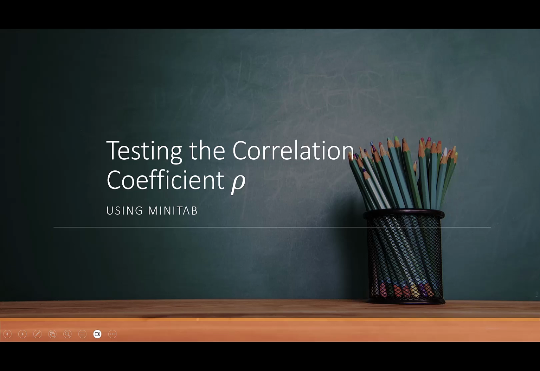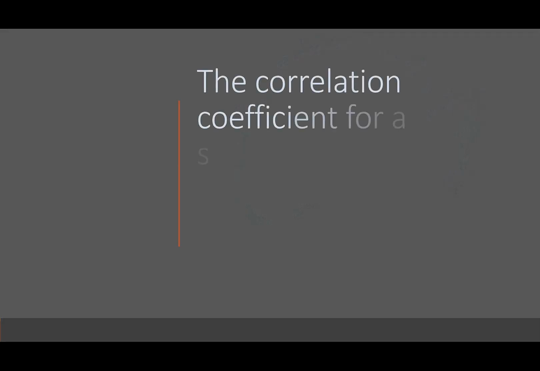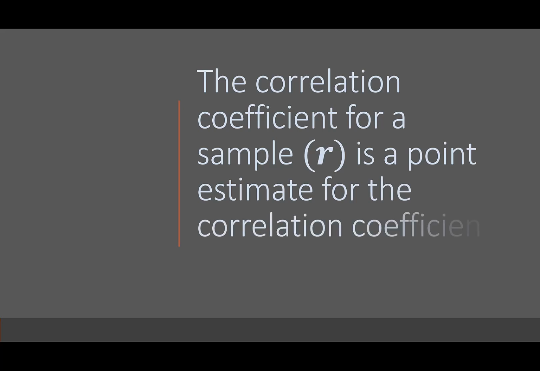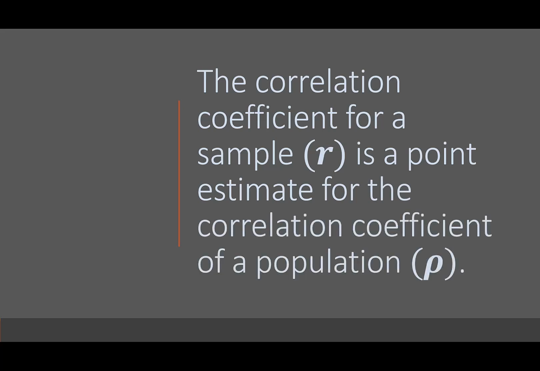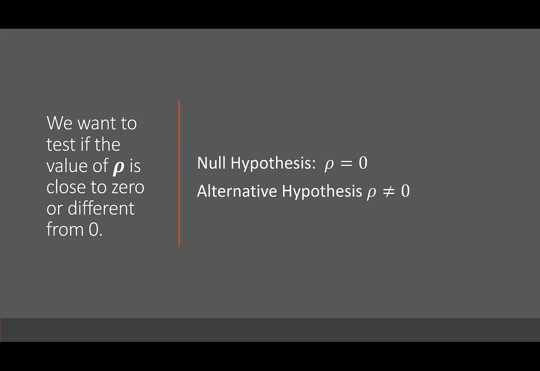Hi everybody, today we're talking about testing the correlation coefficient rho using Minitab. The correlation coefficient for a sample, which we denote as r, is a point estimate for the correlation coefficient of a population, rho. Remember, we're not testing the entire population. When we're looking for our linear regression, we generally have a sample.